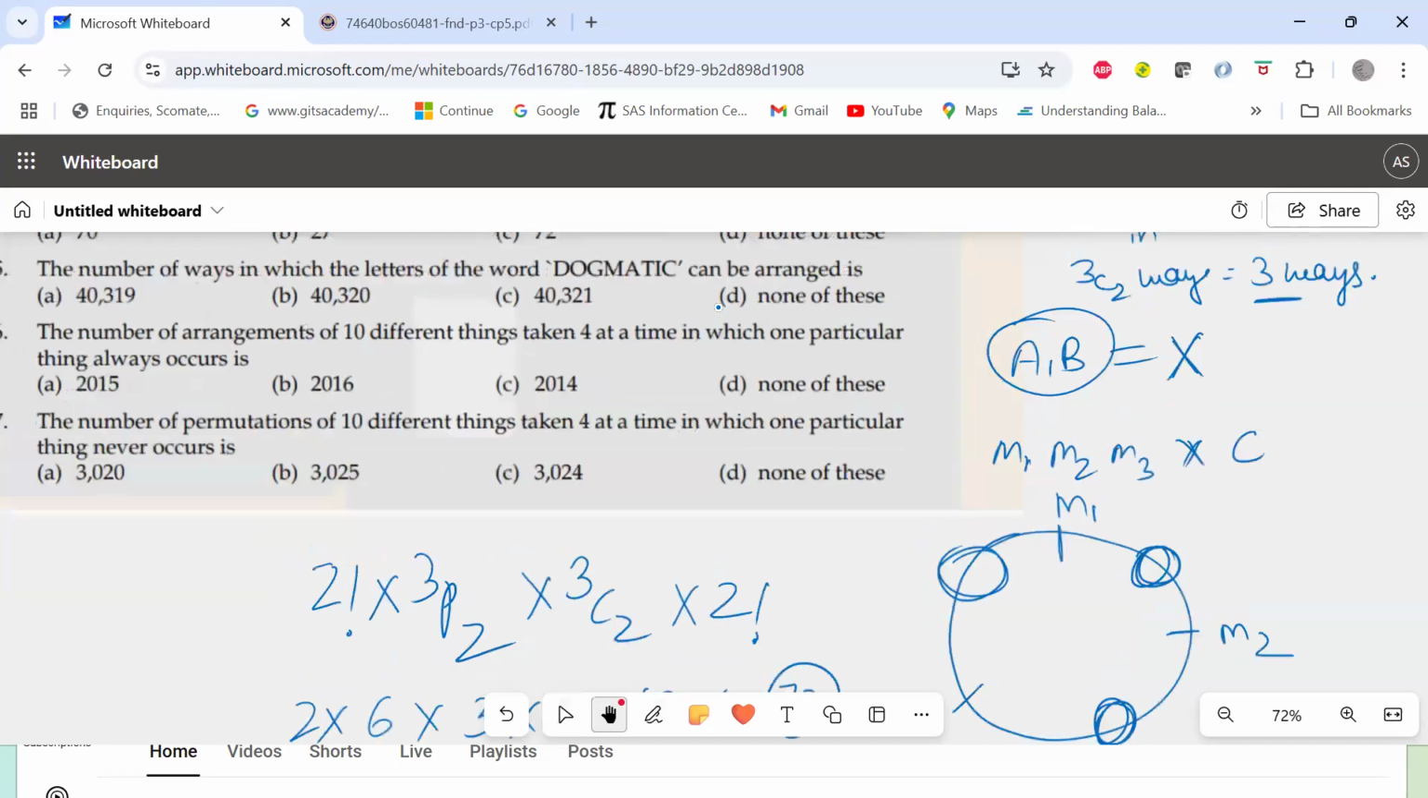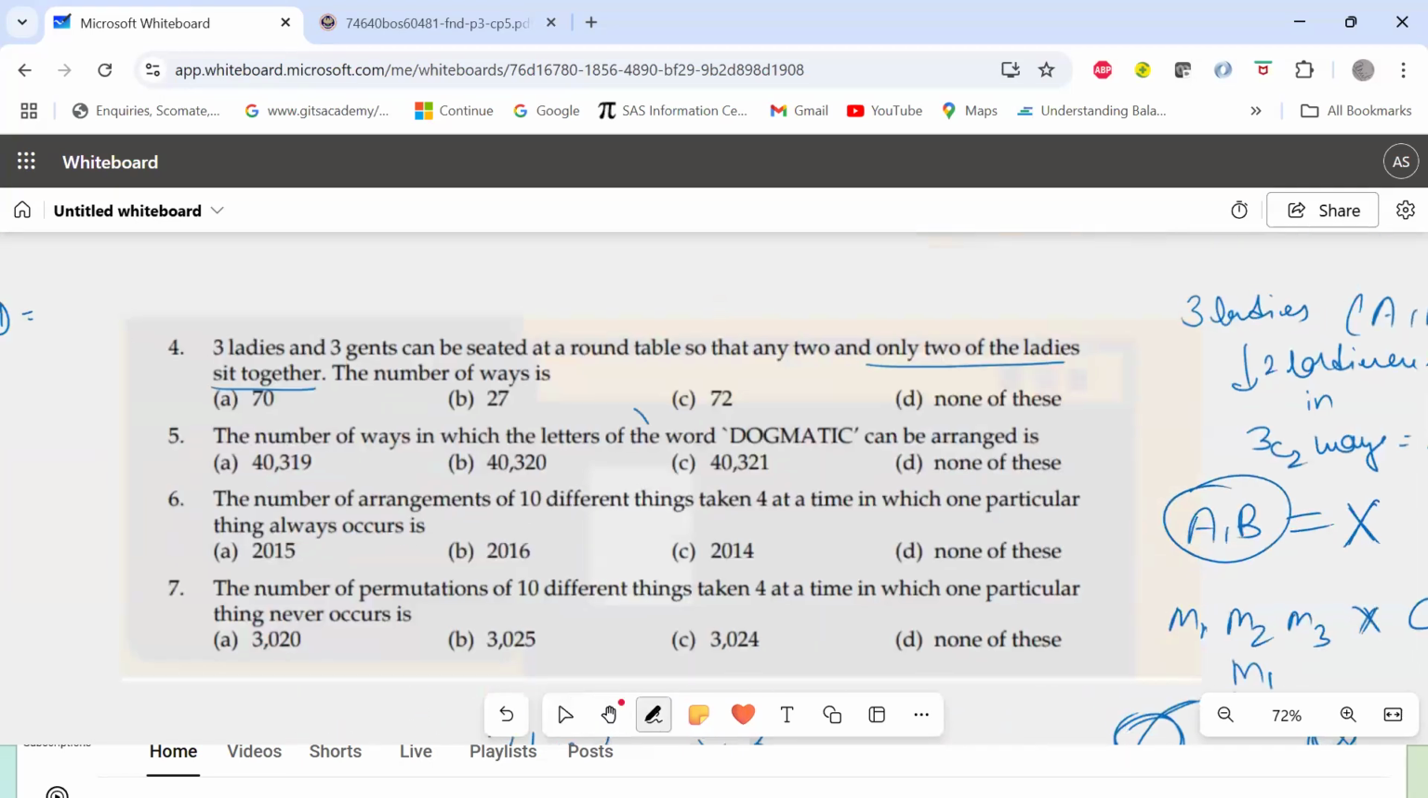So the answer for question number 4 is 72. Then question number 5: the number of ways in which the letters of the word DOGMATIC can be arranged. DOGMATIC is an 8-letter word. So how many ways can you arrange it? You can arrange it in 8 factorial ways. So option B.